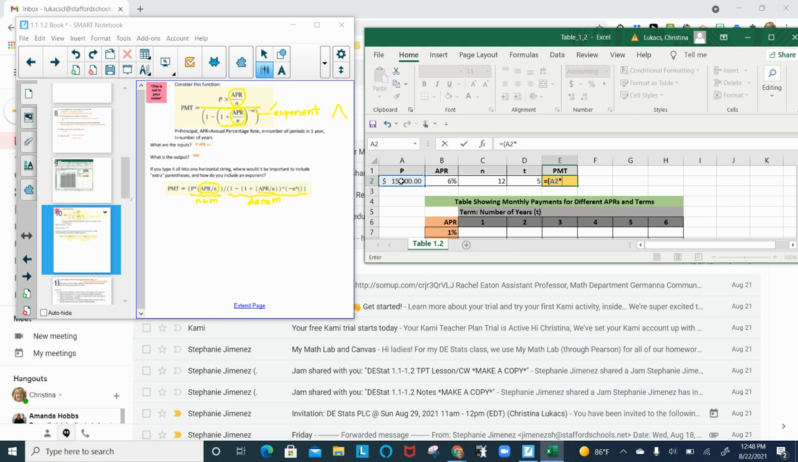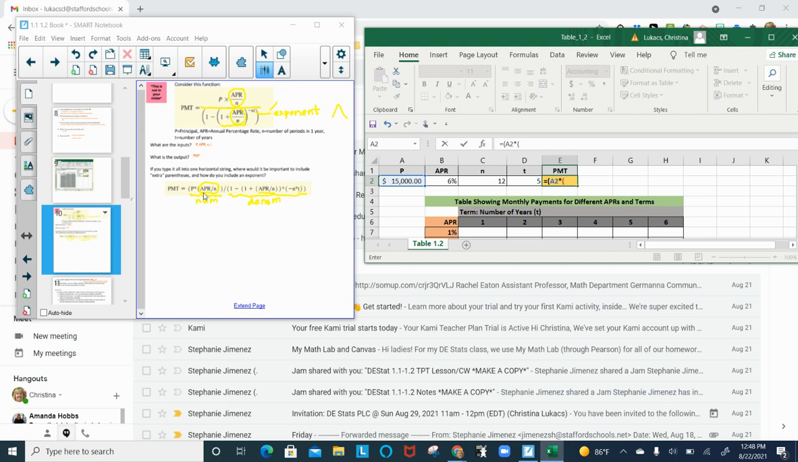Multiplied by, and see how that's in blue? They're starting to color code things for you. So now we have parentheses APR divided by N. This is a new set of parentheses. Look how it changed colors. It went from black to red. So it helps you with making sure you have done the closed paren at the end.